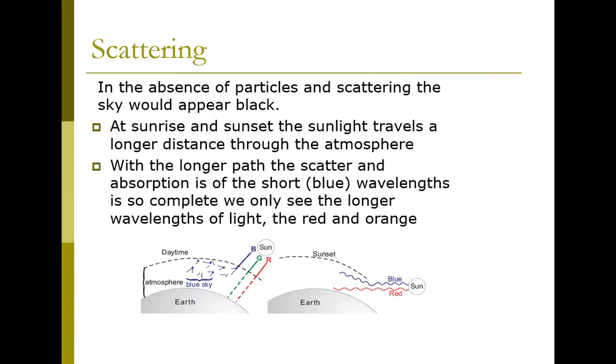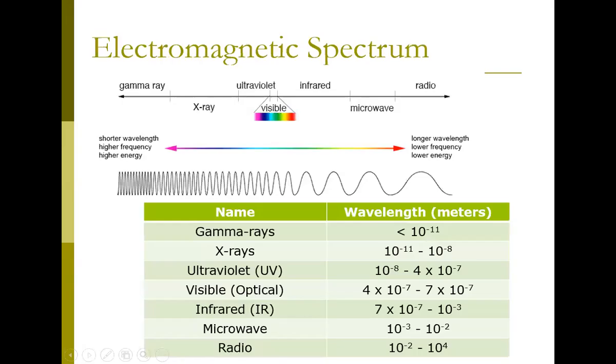Now, because the signal is being transmitted in free space, what impacts are there? Scattering or reflection. In the absence of particles and scattering, the sky would appear black. If particles are not there, it will appear black. At sunrise and sunset, the sunlight travels a longer distance through the atmosphere. You have noted that in this diagram also.